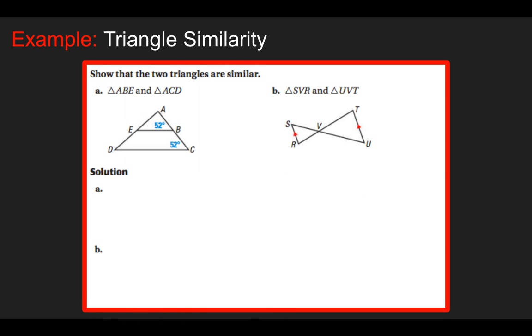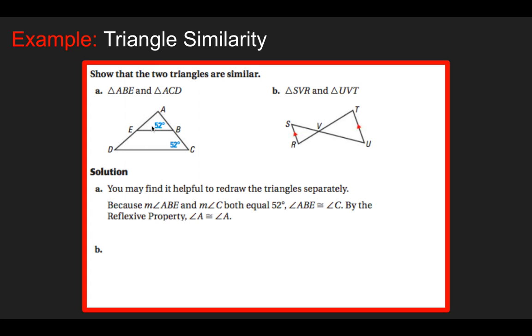Show that the two triangles are similar. Let's look at triangle ABE and ACD. Remember that if we can show just two angles are congruent, then we can show that the two triangles are similar. ABE is this little triangle. ACD is this big triangle. You might find it helpful to redraw these two triangles separately if you have trouble seeing what we're talking about.